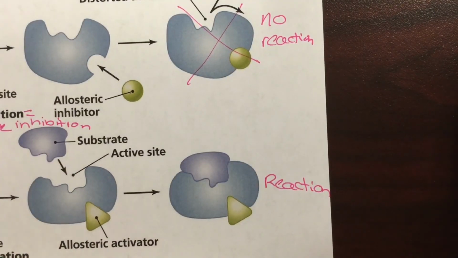Pretty simple and straightforward. So enzymes are super important in your body. They pretty much do everything in your cells that you need them to do because they lower that activation energy and kind of help that process. So that's it.